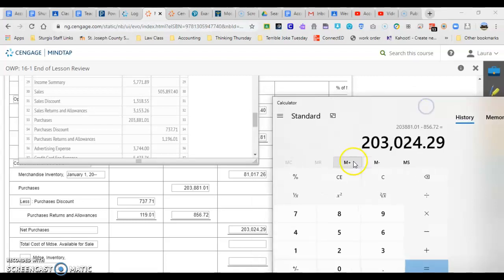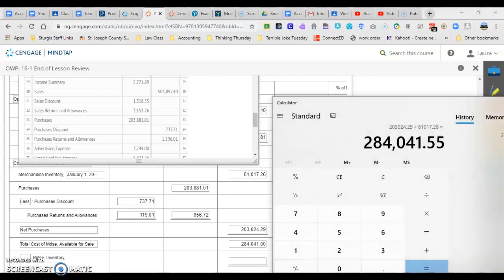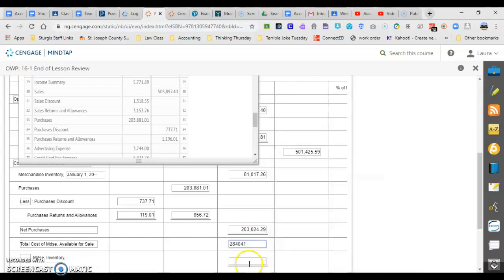So our total merchandise available for sale is our merchandise inventory that we started with plus the net purchases. So we're going to add the 81,017.26. So our total cost of merchandise available for sale is $284,041.55.